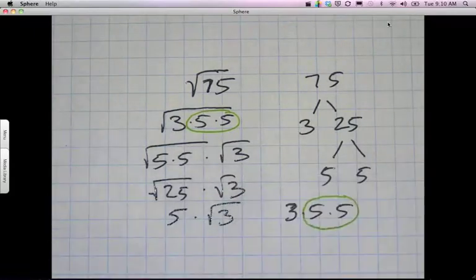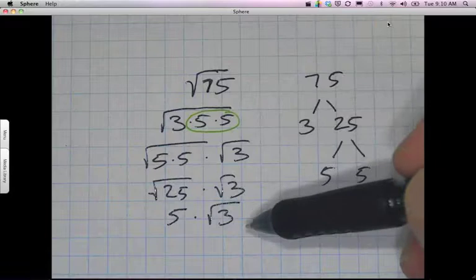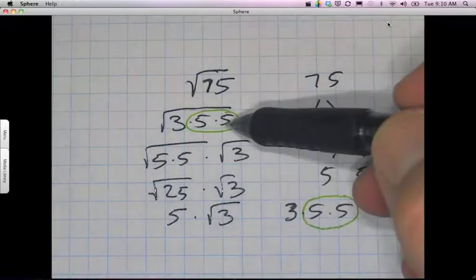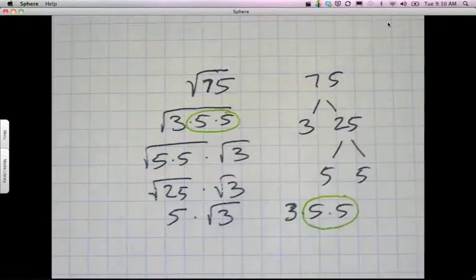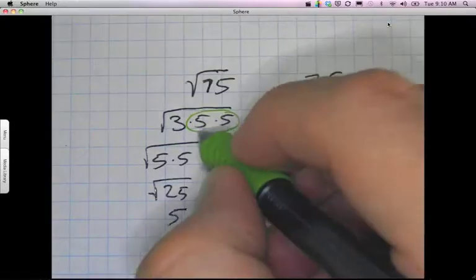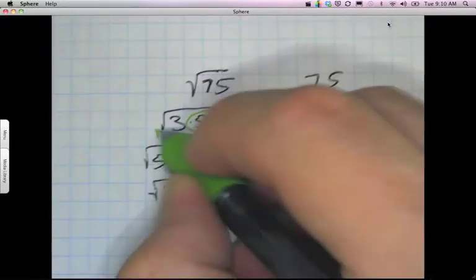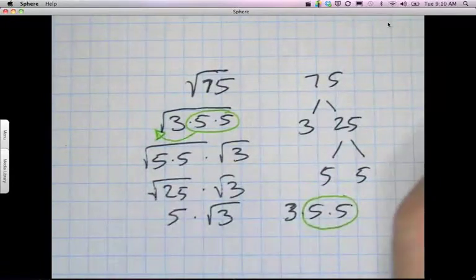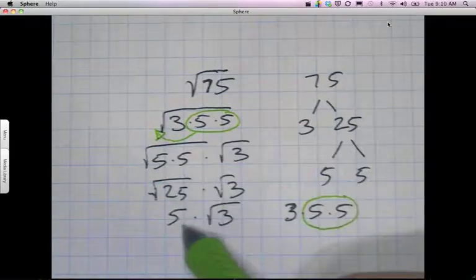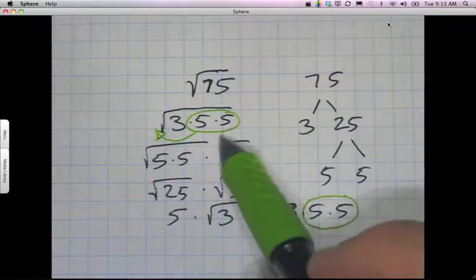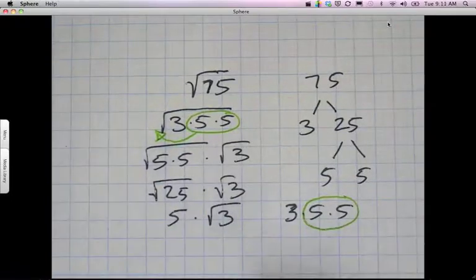So you've gone from the square root of 75, and you've broken out the perfect square that you found in its factors, and that comes outside the square root. Another way of looking at this is to say that the 5 times 5 basically comes outside the square root. That perfect square inside the square root became a single number outside the square root.